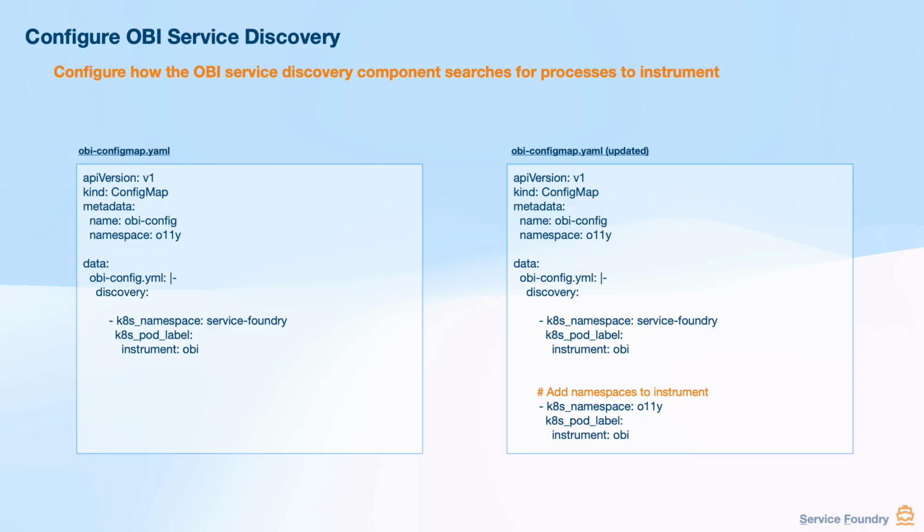On the right, we show how you can expand the discovery scope. For example, you can add the O11Y namespace to also instrument pods there as long as they have the same label. This setup makes it easy to control which workloads get instrumented by simply adjusting namespace and label filters without needing to redeploy or reconfigure the agent logic.